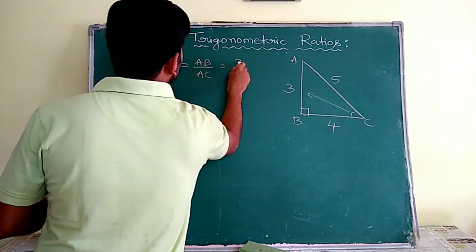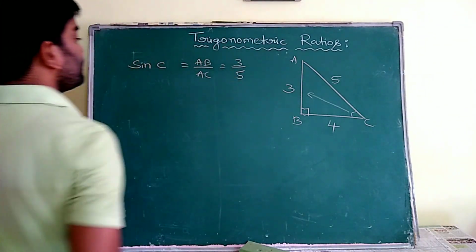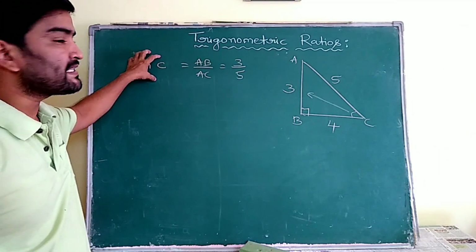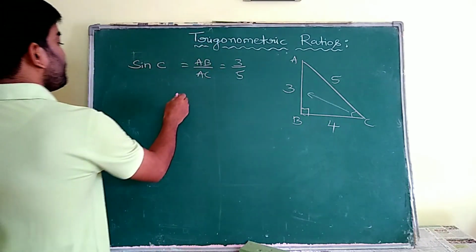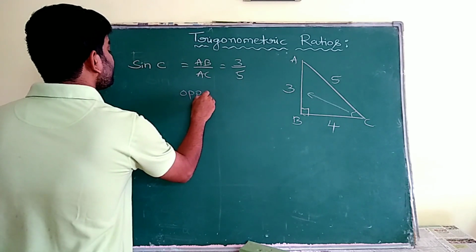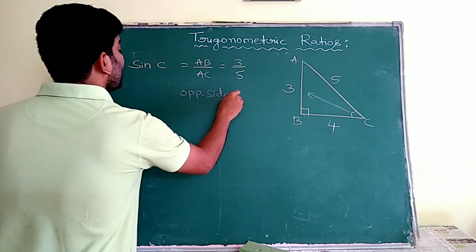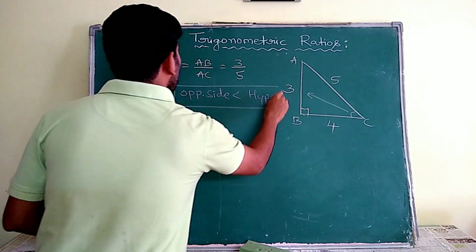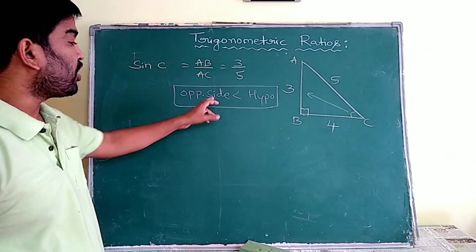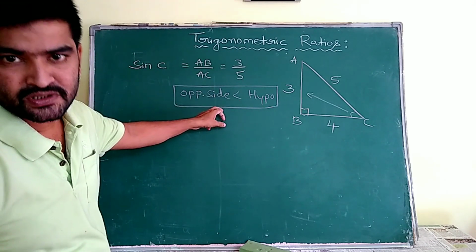AB means what? 3. It is 5. Remember here, sine C is opposite side by hypotenuse. The opposite side is always less than the hypotenuse.